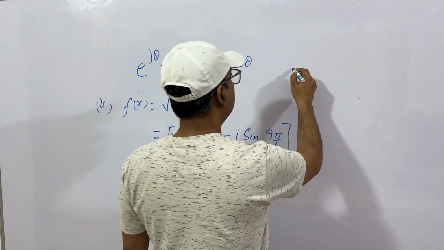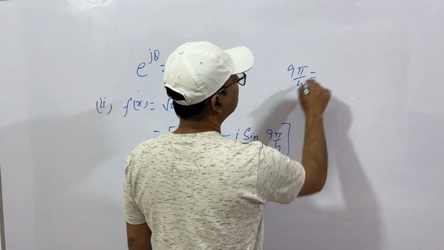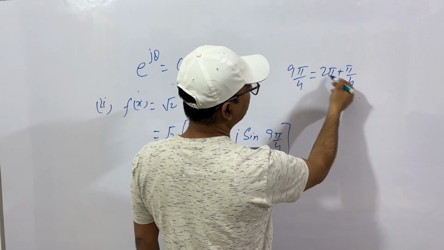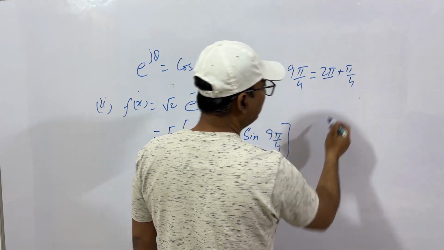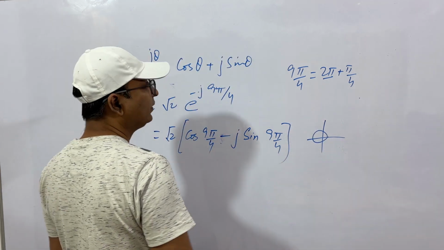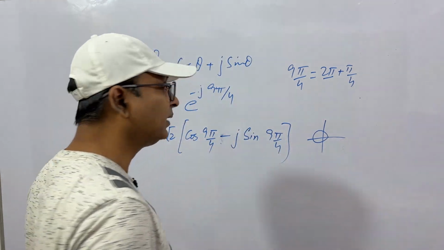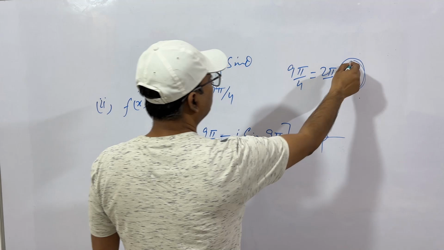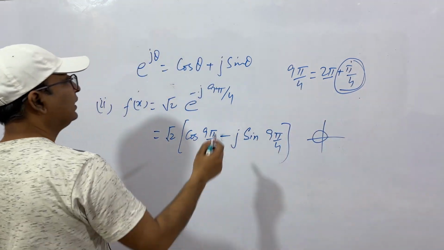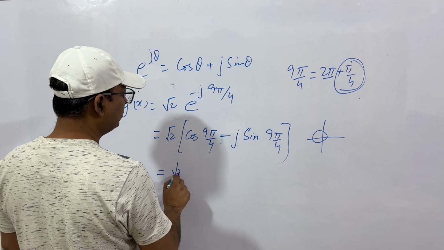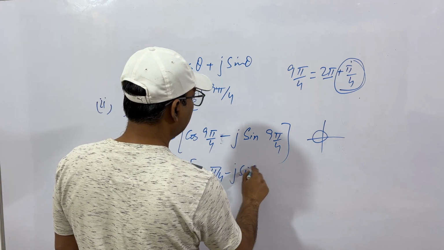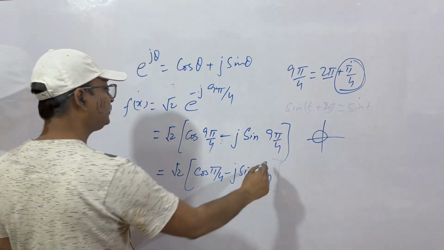Now let's see, 9 pi by 4 means 2 pi plus pi by 4. So in this system, if you add 2 pi, which is the fundamental time period, you'll have the same value. Whatever the value of sin pi by 4 will be the value of sin 9 pi by 4. So this means it is √2 into cos pi by 4 minus j sin pi by 4.